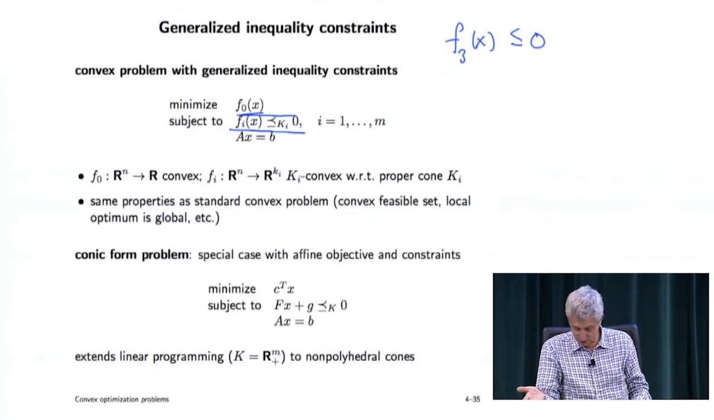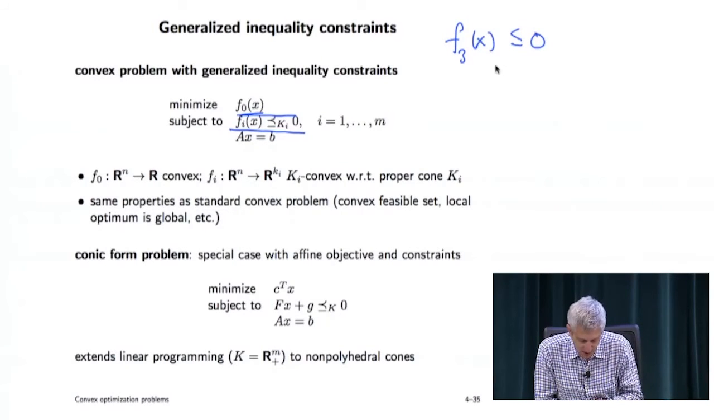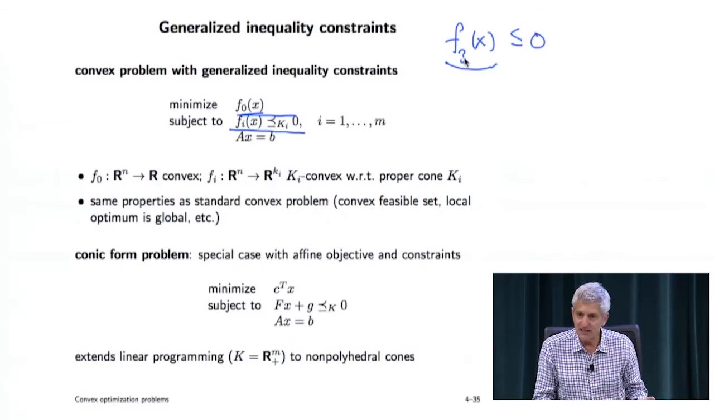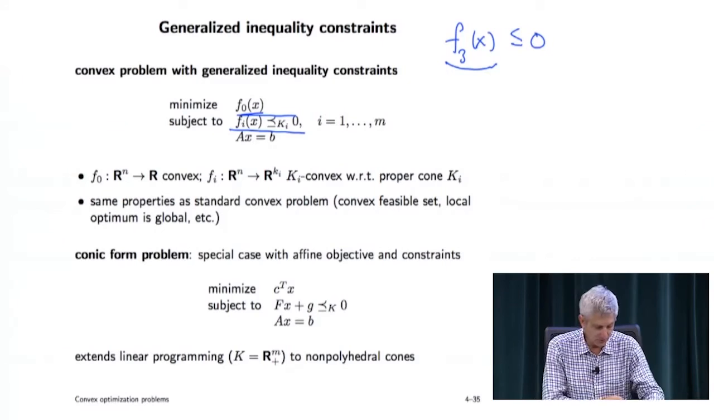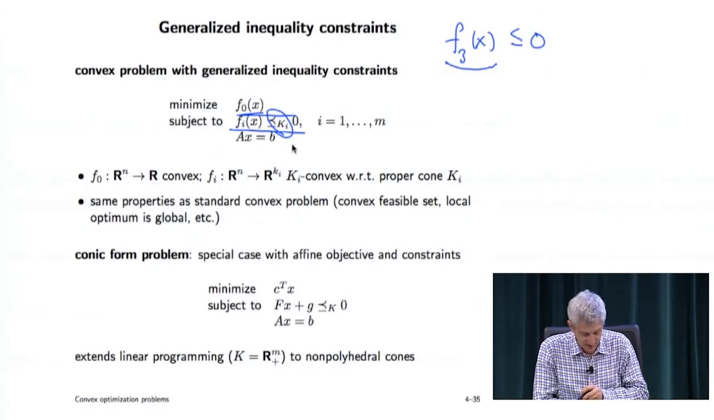If f3 of x is plus 0.01, that's infinitely bad. What we're going to do now is we're actually going to allow these things to be vectors. And we're going to see, what does this mean? We'll figure it out. Now, there we do have inequalities. These are inequalities with respect to a cone.